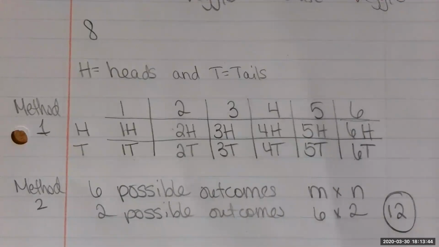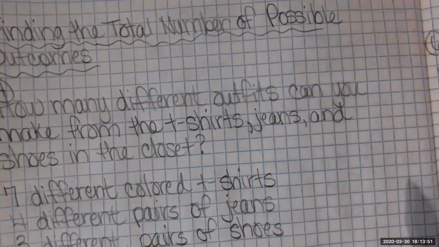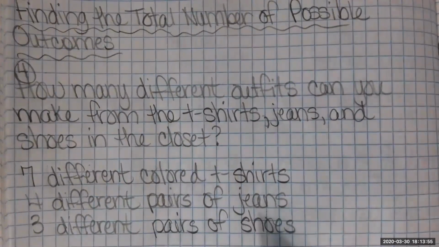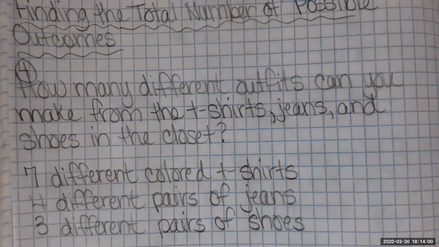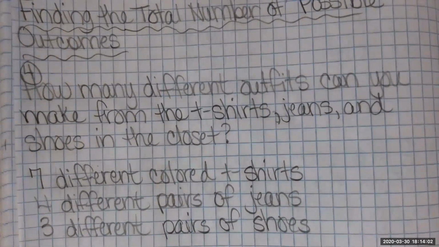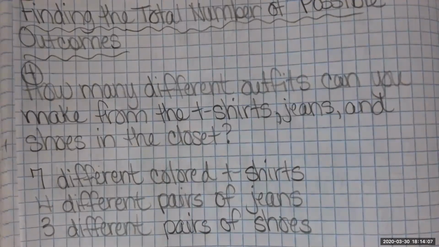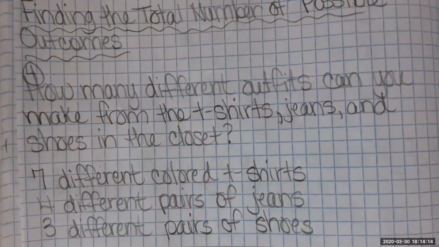So I'm going to put the book back under. So you're going to need to pause the video. You're going to write this problem in your book. So finding the total number of possible outcomes. How many different outfits can you make from the t-shirts, jeans, and shoes in the closet? We have 7 different colored t-shirts, 4 different pairs of jeans, and 3 different pairs of shoes. So pause the video, write the problem down, and let's see if you can solve that.